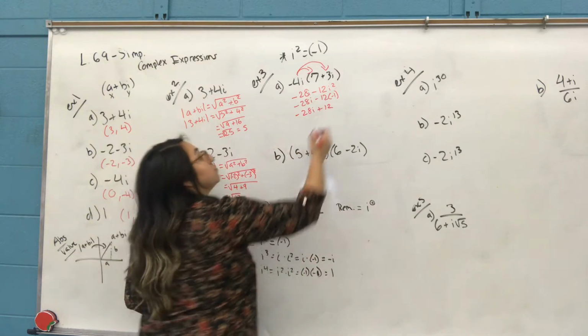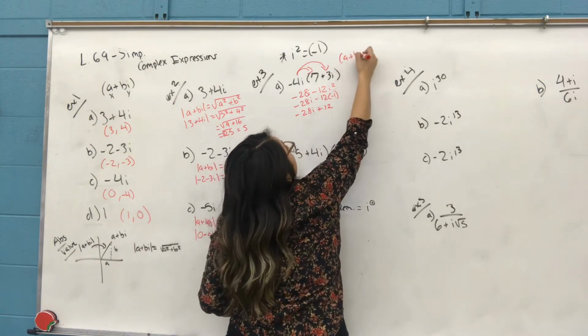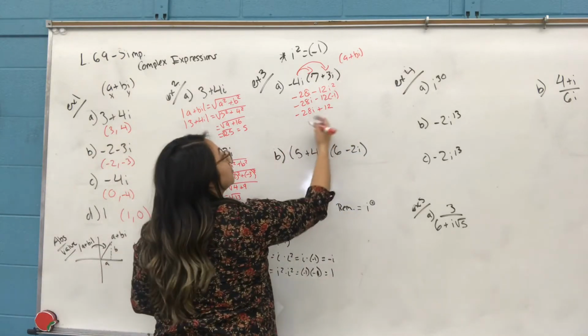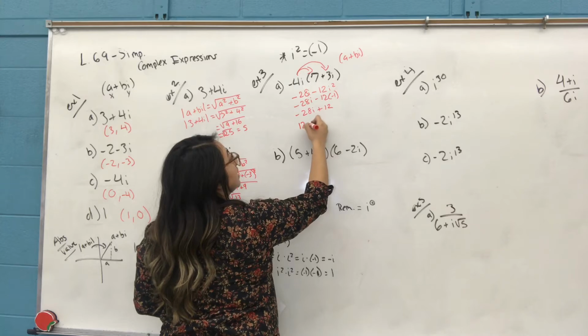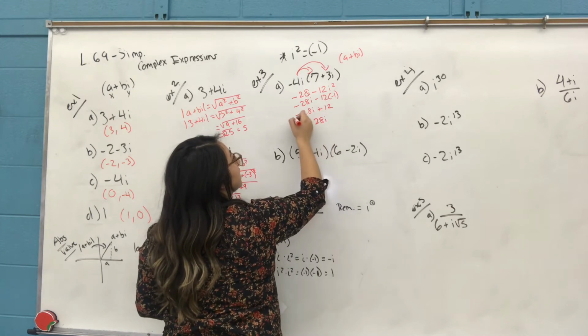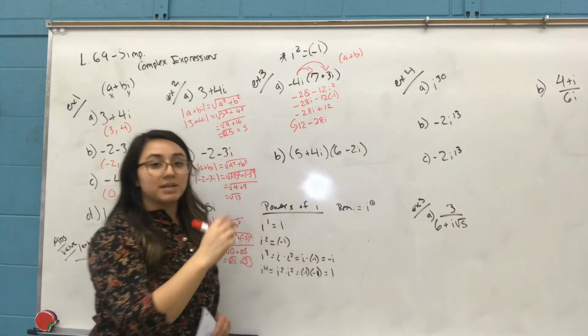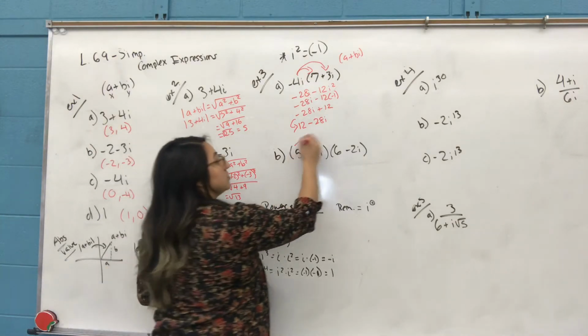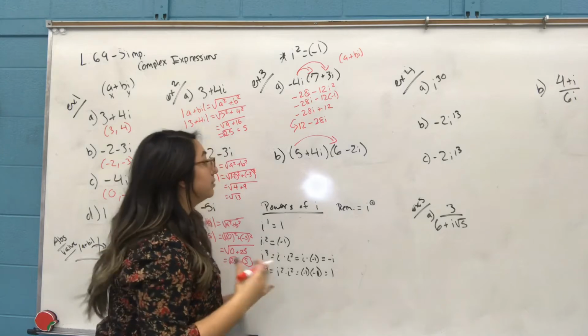And they say to write your terms in a plus bi, meaning your real number first, your imaginary number second. So for this, it will be 12 first, and then minus 28i second. So I just flipped them because they want the real number first. B, now we have to do distributive property, or sorry, FOIL.